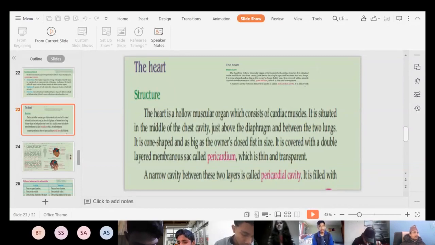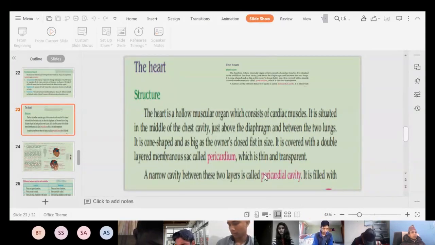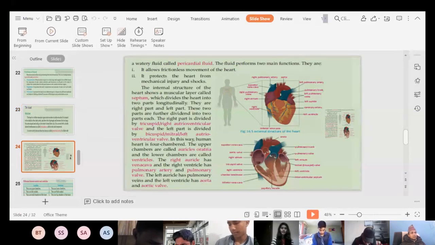These chambers contain blood vessels also. Which blood vessels they contain, we will be discussing after some time. So now let me discuss the next things.